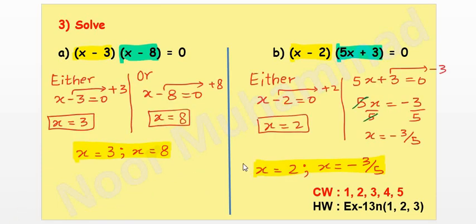So here are the answers for both parts, A and B. Just you have to move negative 3 from here, and here negative 8 to the other side. In this B part you have to move negative 2 to the other side, and here you have to first move 3 and then you have to cancel out 5.